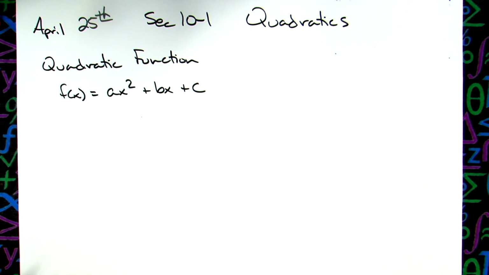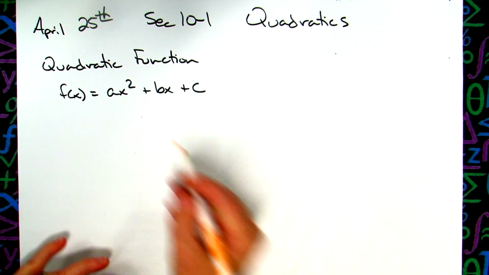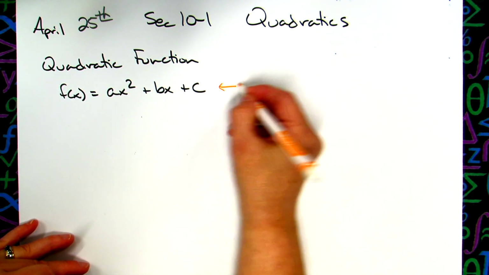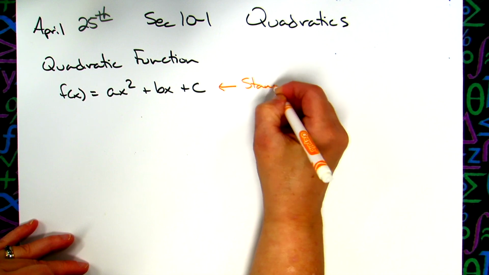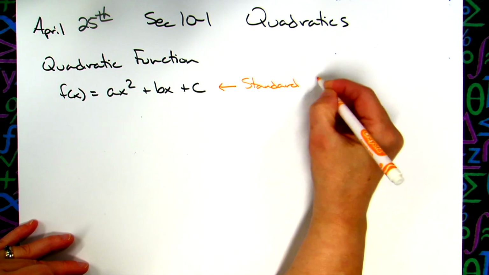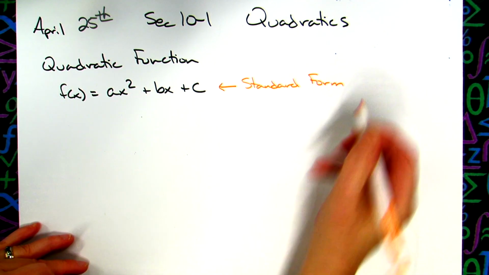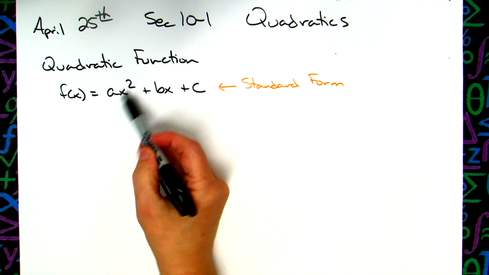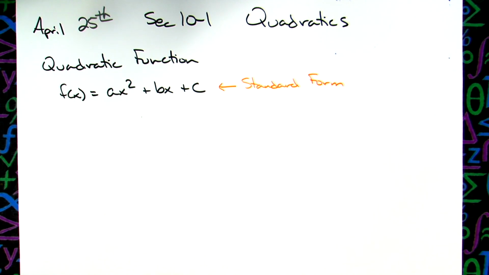Okay, now written like this with an x squared and then a plain x and then a constant, this is standard form. So for the most part, they're probably going to give them to you in standard form. If not, you could rearrange the terms, and you could put the x squared term first, the x term, and then the constant, and put it in standard form.